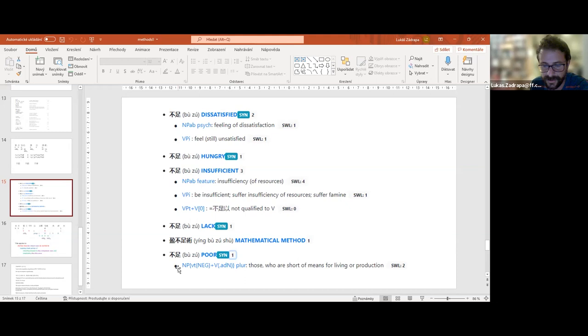And here it is, in fact, categorized very precisely, that is a nominal phrase, so the compound in this case, those who are short of means for living or production. But this compound is still explained as originally a negative and an adjective or verb here in TLS, and all this refers to some noun, some people, the people who are short of means for living, and it is usually pluralized. So this is a very precise label for this compound, but you can see that even TLS acknowledges that pudzu is one expression and not pu and zu, so maybe pudzu we could take as one noun in that analysis before.